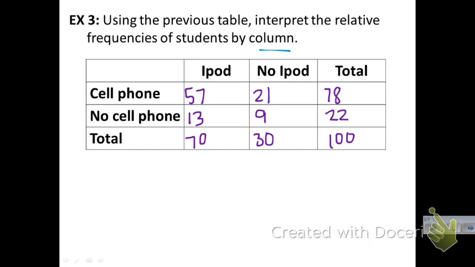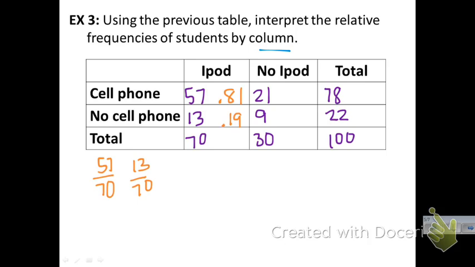Okay, so to do this by column, we're going to look at this column here, and we're going to take our subtotal of 57 and divide it by the total in that column, which is 70, and that gives us a percentage of 0.81. That tells us there's a very strong association there. Then we'll also take that 13 divided by 70, which is 0.19. Again, if you add those, you should get 1. So once you know one of them, you can figure out the other one.